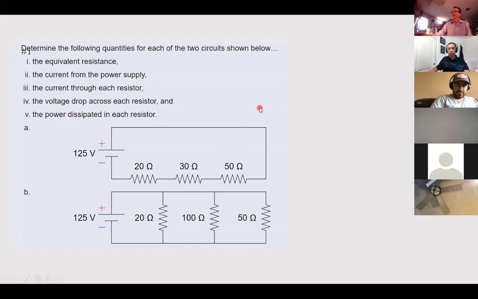Okay, quickly, I can give you the answer, okay? I think we don't have enough time to let you do it. The first one, you add up, you get 100 ohm.